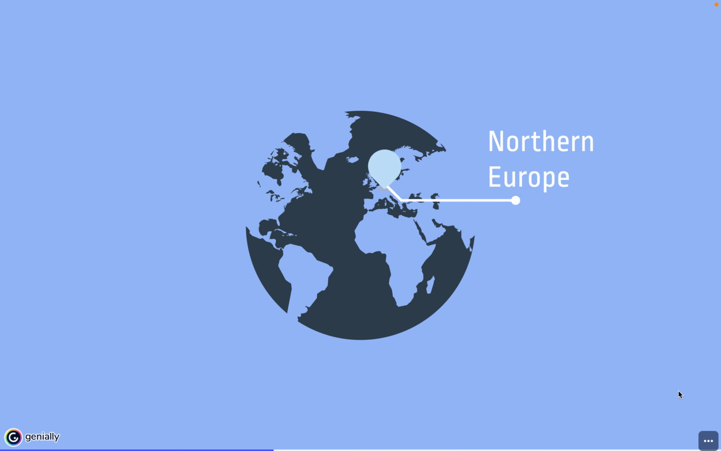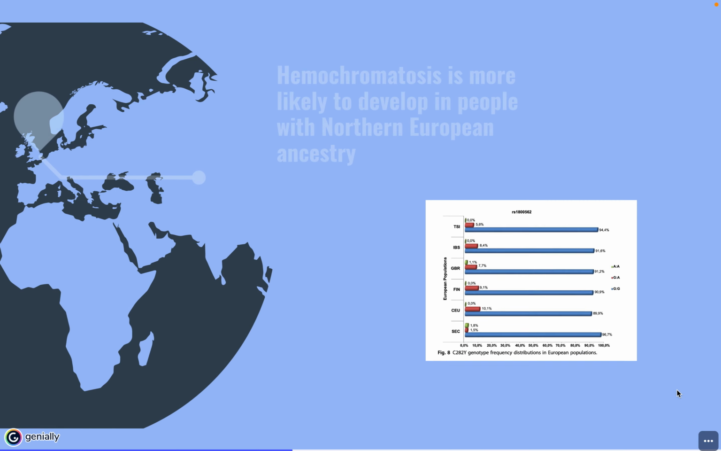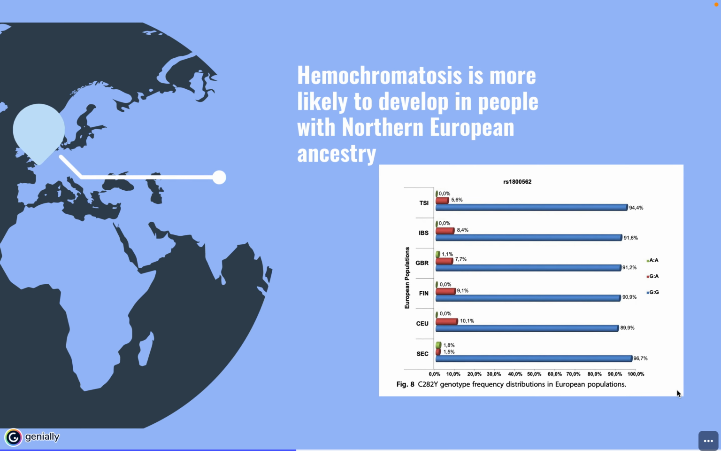The C282Y mutation dates back about 6,000 years ago among ancestors of the Celtic population. As a result, people with Northern European descent are more likely to develop the disease. It is estimated that between 1 in 200 to 1 in 400 persons of Northern European ancestry is a C282Y homozygote.